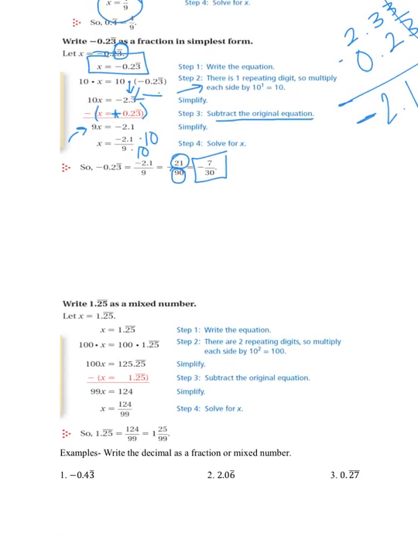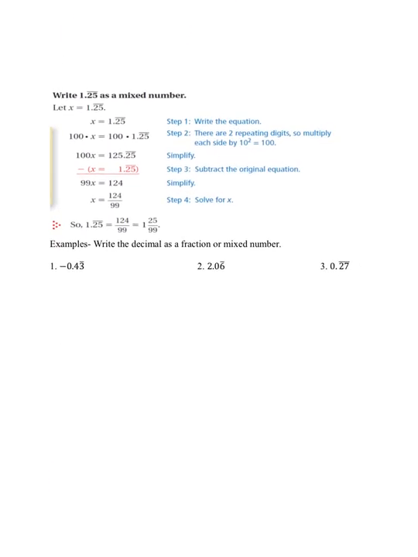So let's look and see what happens when you have two digits repeating. You're actually going to go through that exact same process, but the only difference here was, instead of, like in step 2 where you multiplied by 10, since you have two repeating digits, multiply by 100 and then go through the whole same process. So let's do this one together. Let's do number 1 together. Write your decimal as a fraction or mixed number.